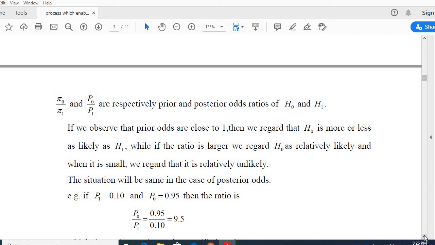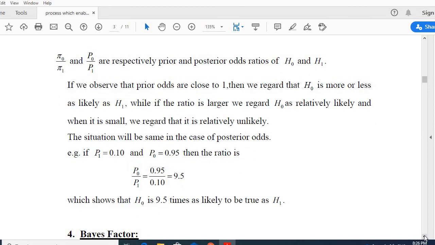The situation will be the same in the case of the posterior odds, that is, if P1 is equal to 0.1 and P naught is equal to 0.9, and the ratio P naught divided by P1 is equal to 0.9 divided by 0.1, which is equal to 9, we say that H naught is 9 times as likely to be true as H1.